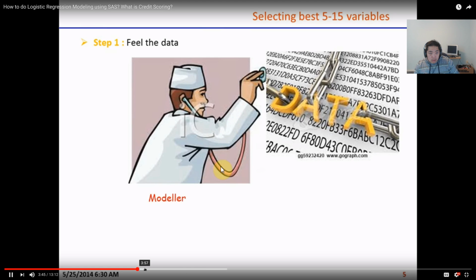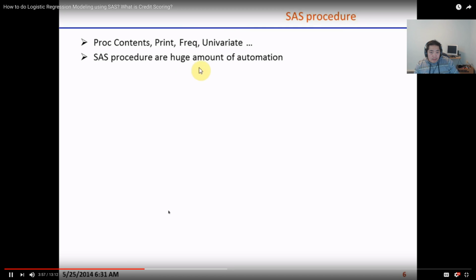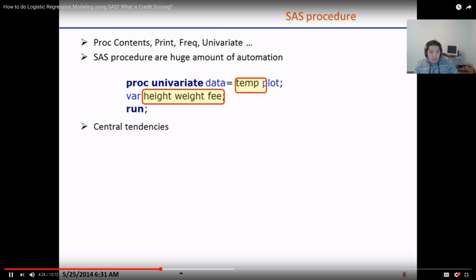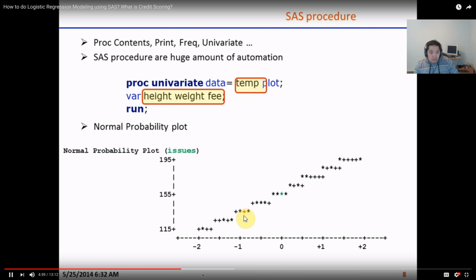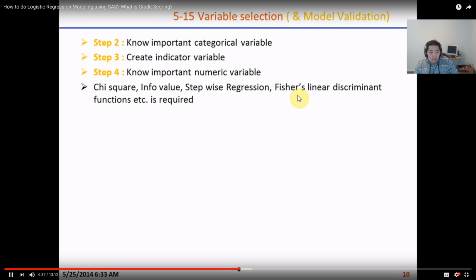As a modeler, you need to get a feel of the data. Yeah, there are a lot of statistical procedures like proc contents, proc print, proc freq, proc univariate, which actually give you a lot of output. Okay, I get what he's saying now. It's central tendency. Why are you getting just a plus sign here? What is the meaning of the next step? It shows EDA, that is what he's saying. Fisher's linear discriminant function. So these are some of the things that are required.